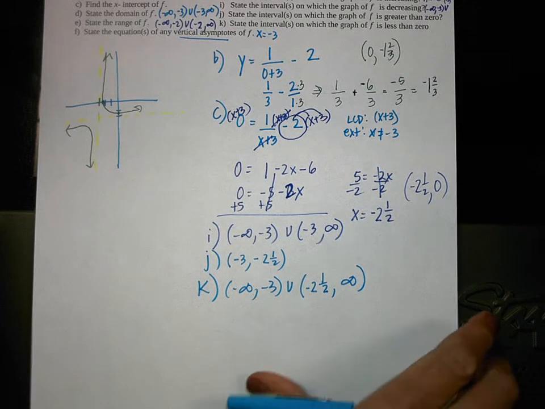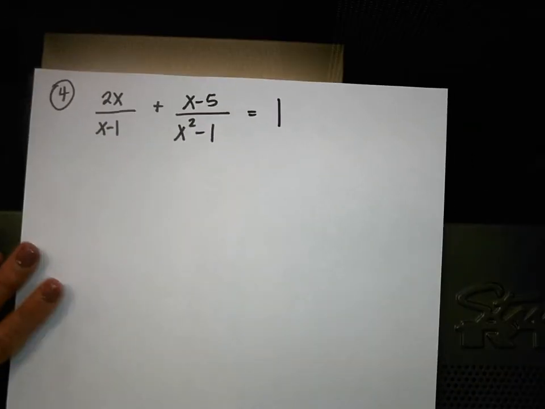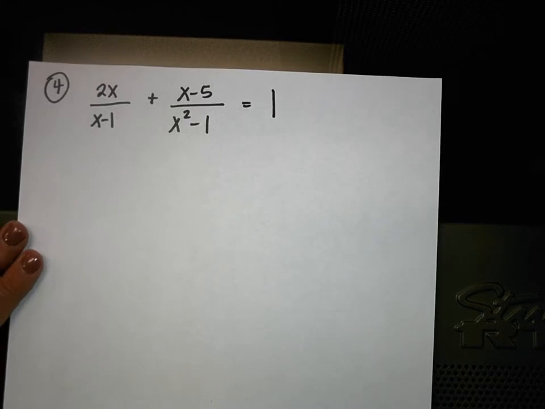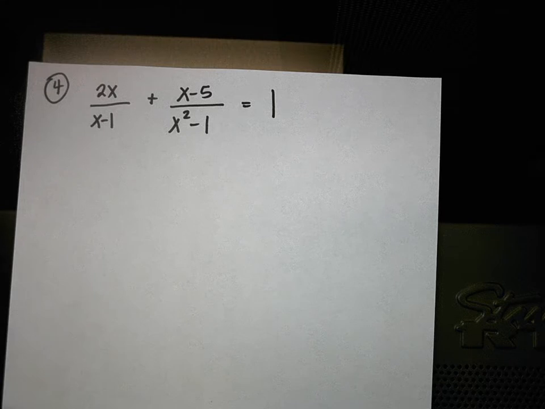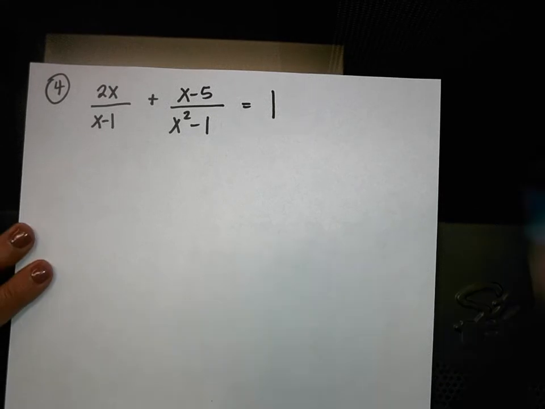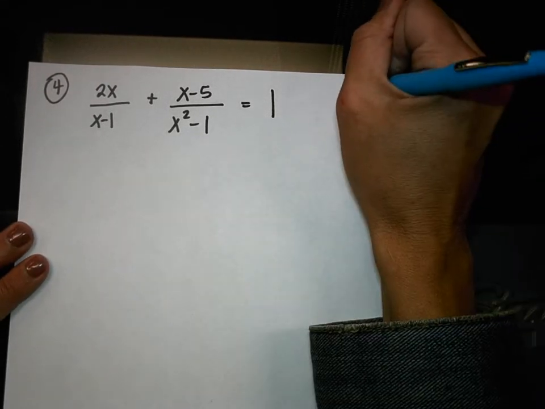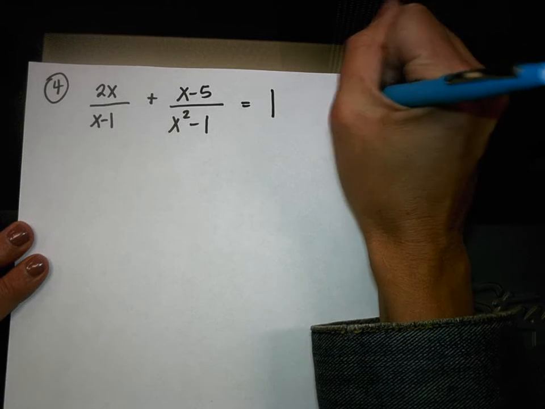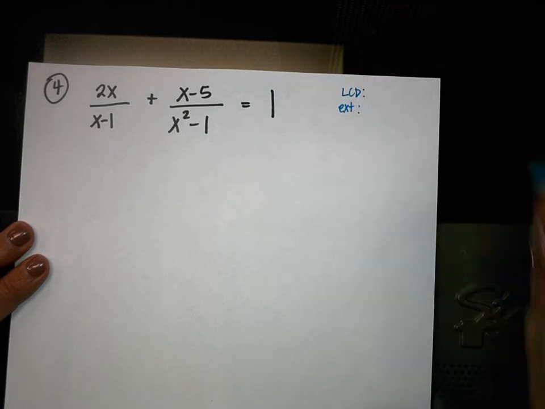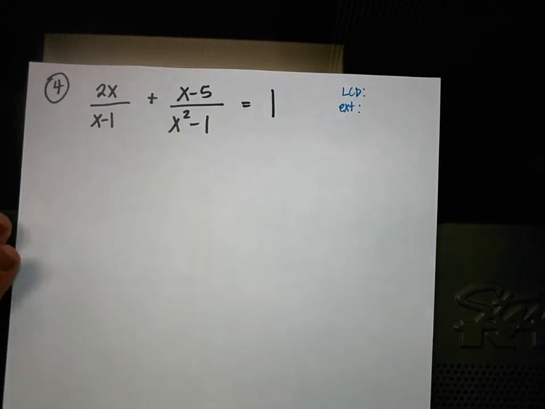Okay, number 4. So on number 4, it has an equal sign, which anytime you have an equal to sign, you know that you're solving for x. You're finding a value for x. Whenever we're doing these, when we're finding a value for x, we want to find our LCD and also our extraneous solutions. How will I find my LCD on this problem?